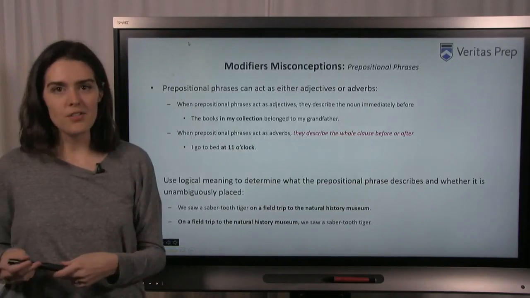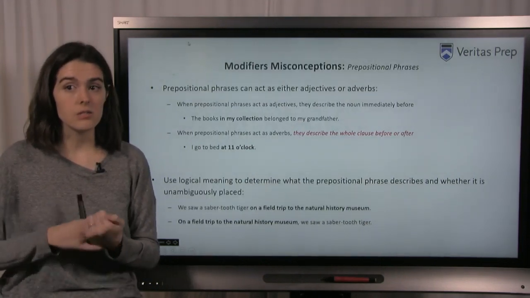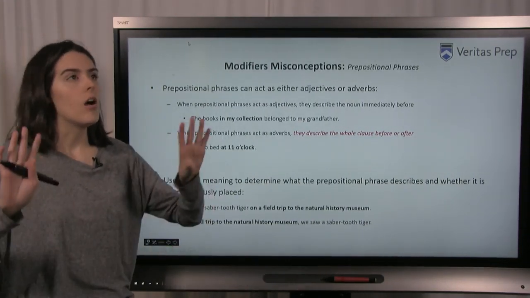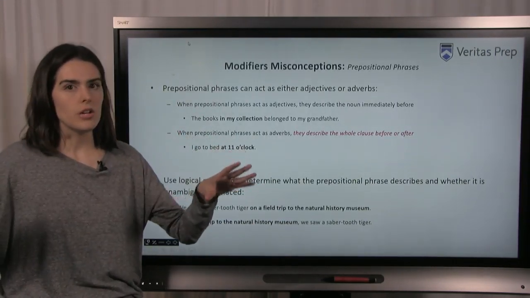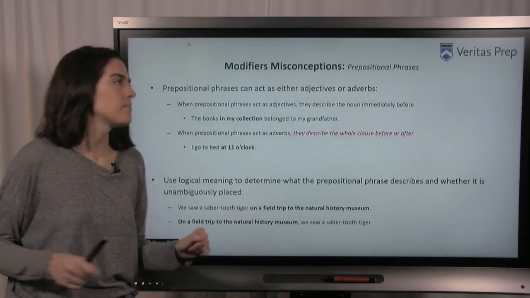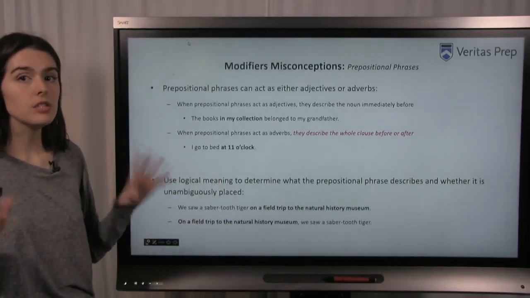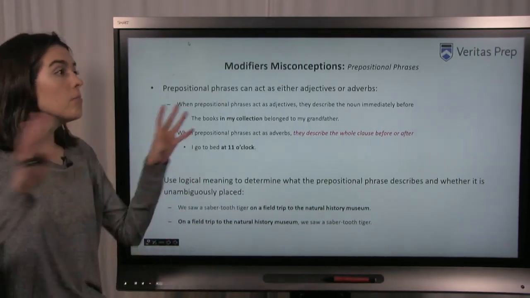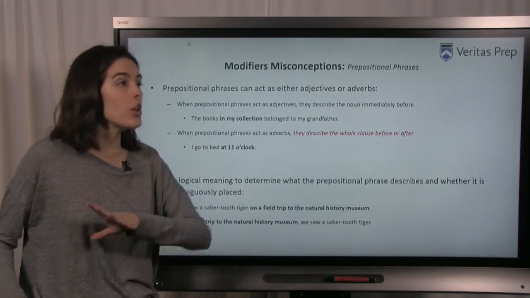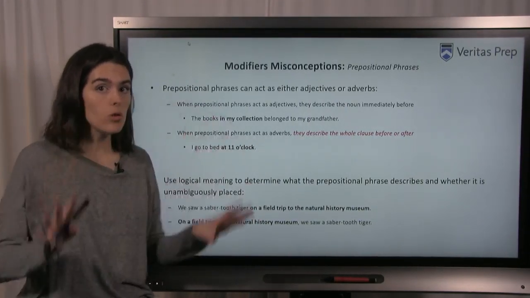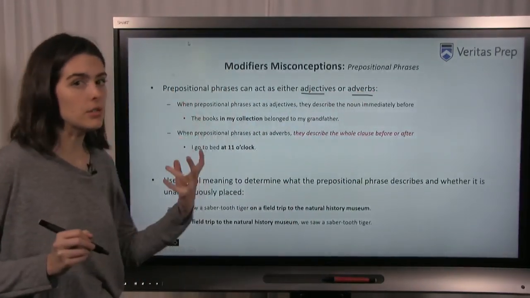Two, our next modifier misconception, still kind of on the same subject. Prepositional phrases, right? Under the bed, on the shelf, in the pool, behind the tree, on the train, etc. Prepositional phrases can act as either adjectives or adverbs. So this is kind of a little bit different, right? Most of our modifiers describe nouns. Our participial phrases, when they're at the end of the sentence, do not. They describe the whole clause. Prepositional phrases can be either adjectives or adverbs, kind of like participial phrases.